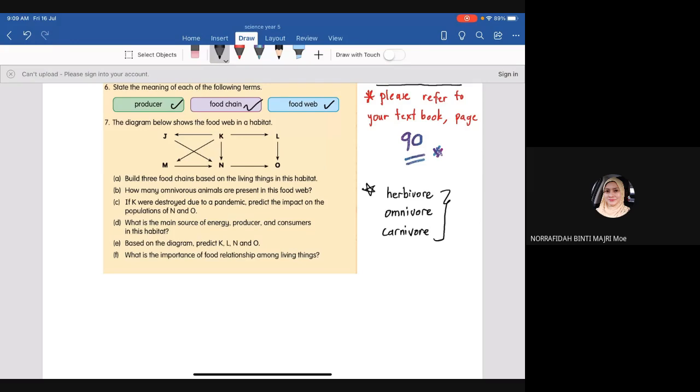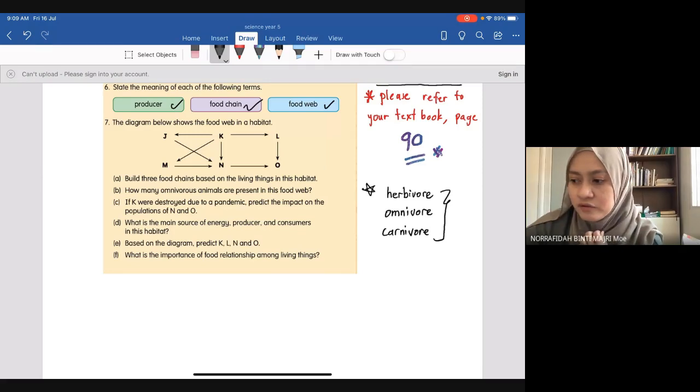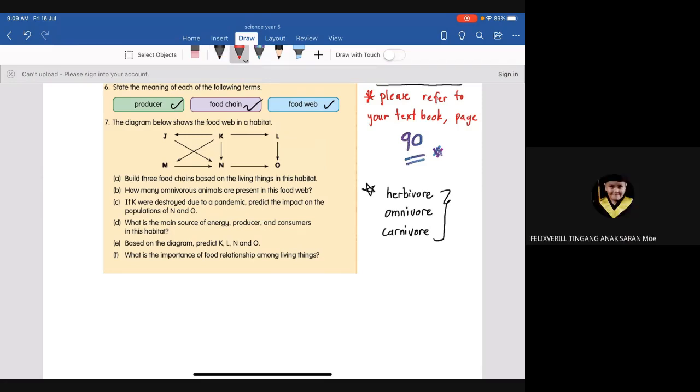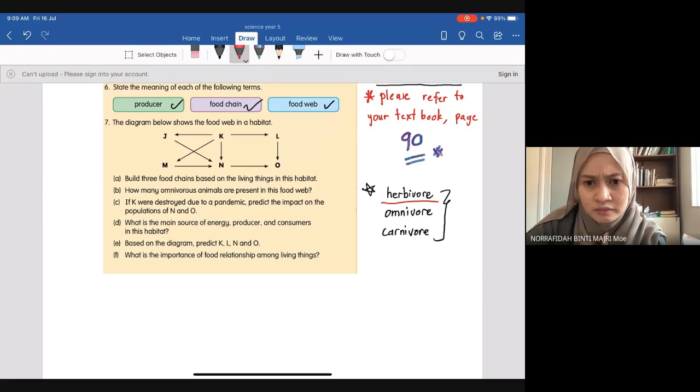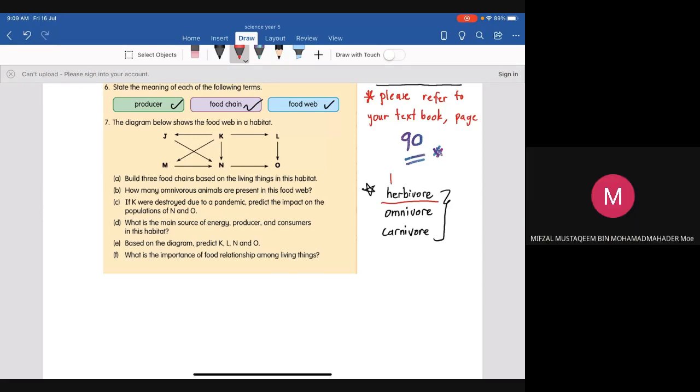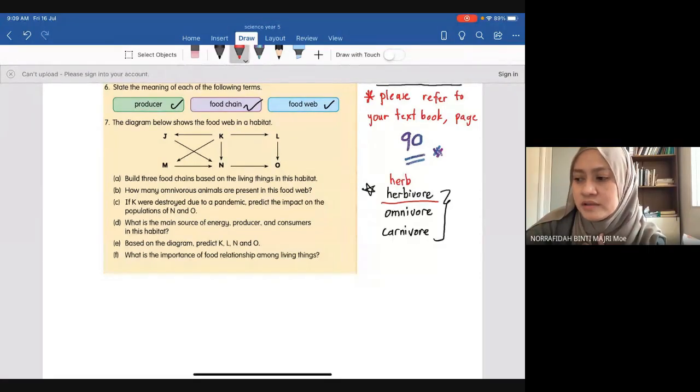Still remember? This one is very important. Herbivore, what does herbivore mean? Animals that eat meat? Are you sure? Eat vegetables. That means herbivores are animals that eat plants only.